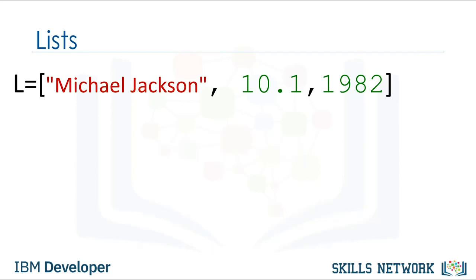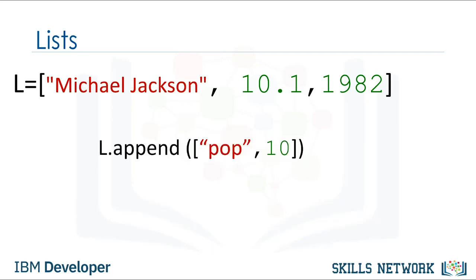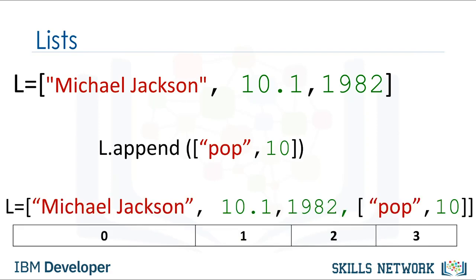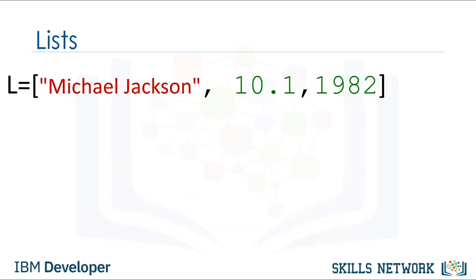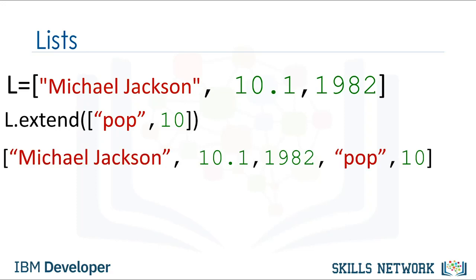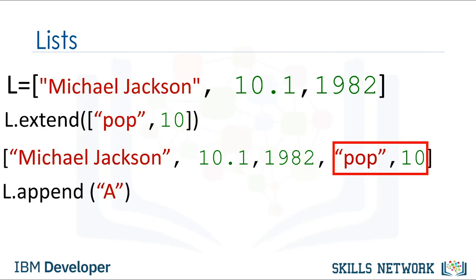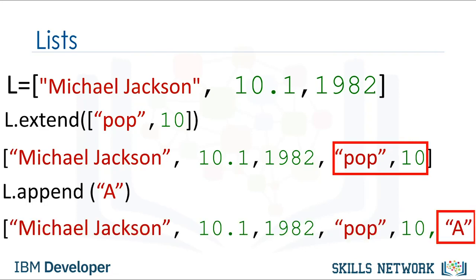Another similar method is append. If we apply append instead of extend, we add one element to the list. If we look at the index, there is only one more element. Index 3 contains the list we appended. Every time we apply a method, the list changes. If we apply extend, we add two new elements to the list. The list L is modified by adding two new elements. If we append the string A, we further change the list, adding the string A.